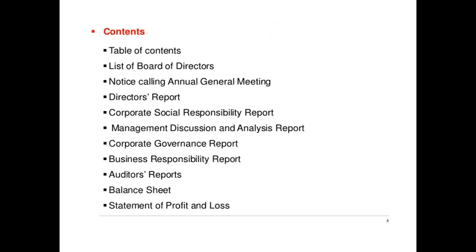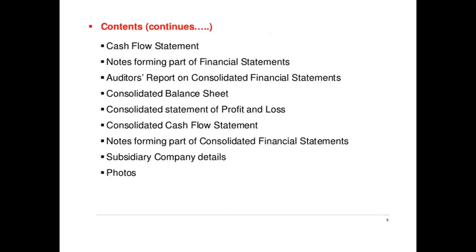Then the core part of your report, it must contain a table of content, obviously. Then the list of your board directors, who are the board directors. Then notice calling annual general meeting. Then directors report. Then corporate social responsibility report, and all these reports are some points that we need to mention. You don't need to go for it.